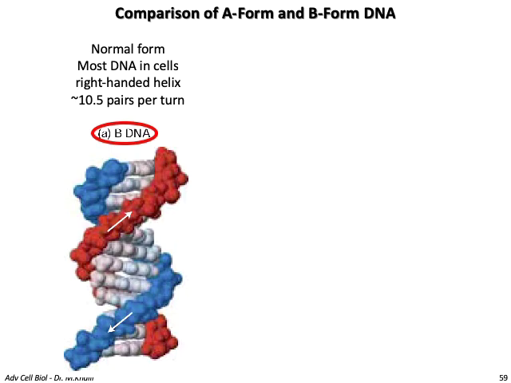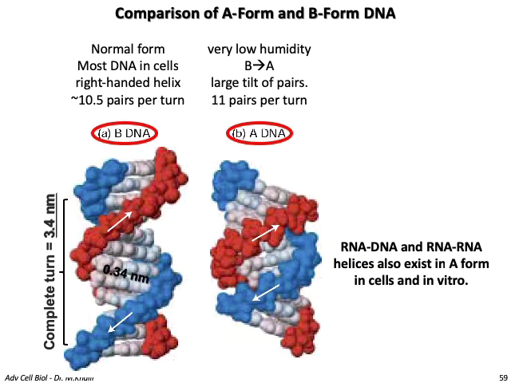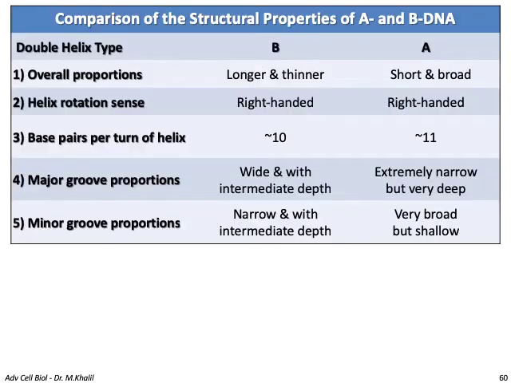If you look at the other forms of DNA, the B form and the A form, the A form arises only in very low humidity, in which it is transformed from B to A. There is a large tilt of the base, and the number of nucleotide pairs per turn is 11, while the other is around 10.5. Some forms of the A form arise when RNAs bind to DNA, or RNAs bind to RNA in a helix, also existing in A form in vitro.